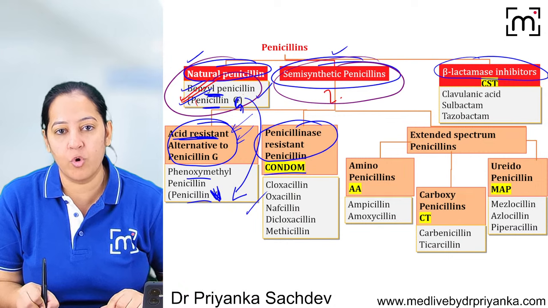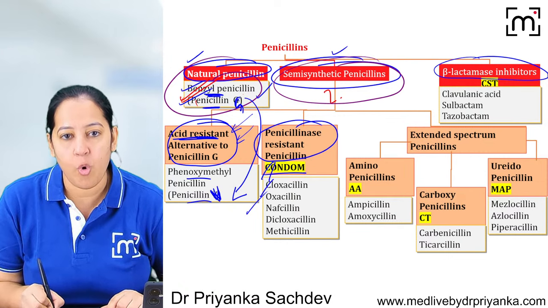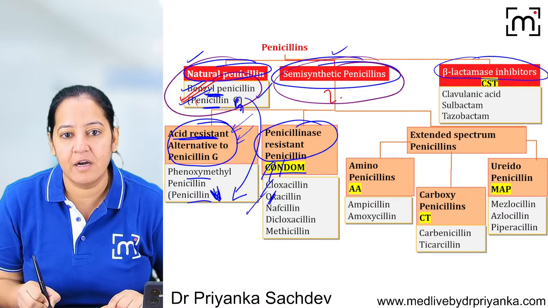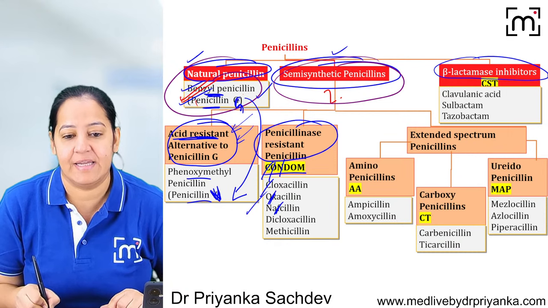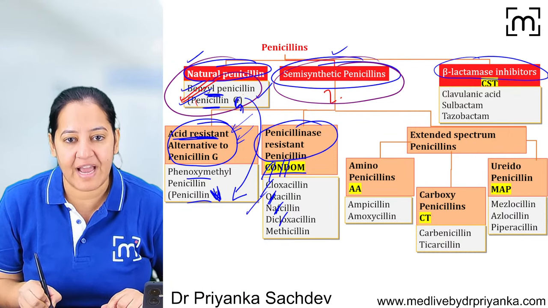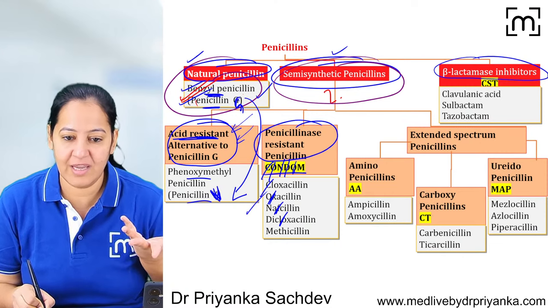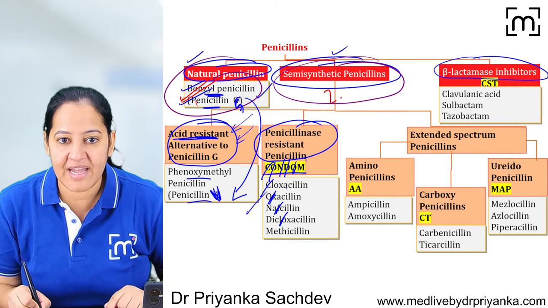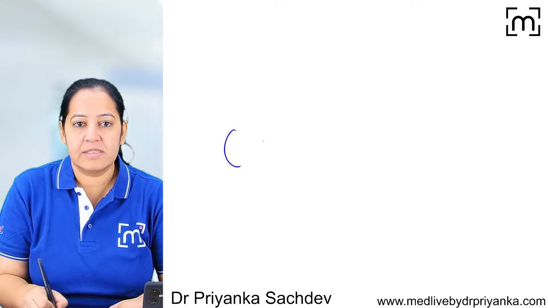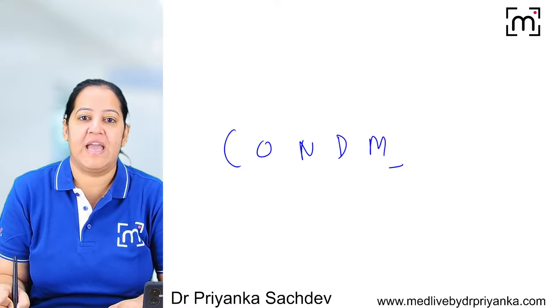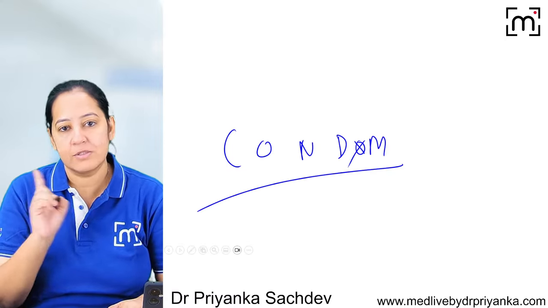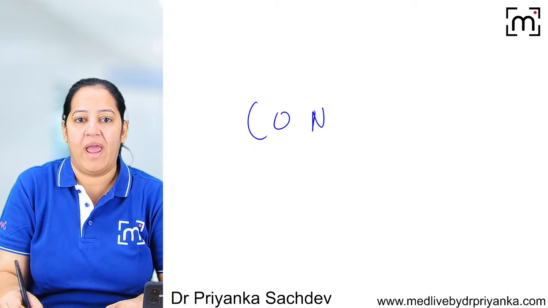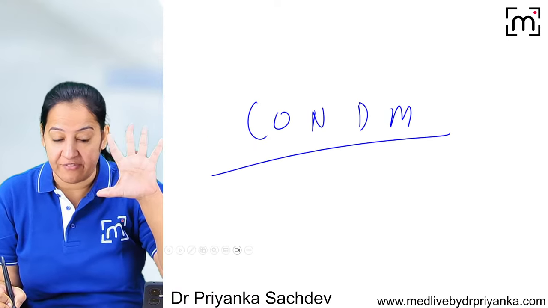You can learn a mnemonic: condom. C for cloxacillin, O for oxacillin, N for nafcillin, D for dicloxacillin, and the second O you can repeat as oxacillin, and M is methicillin. See? C, O, N, D, M. These are the five with a cover.